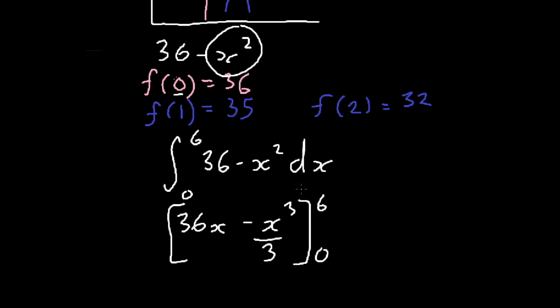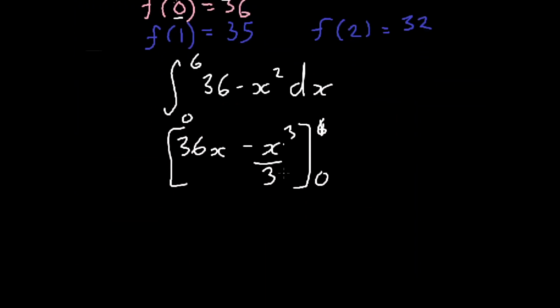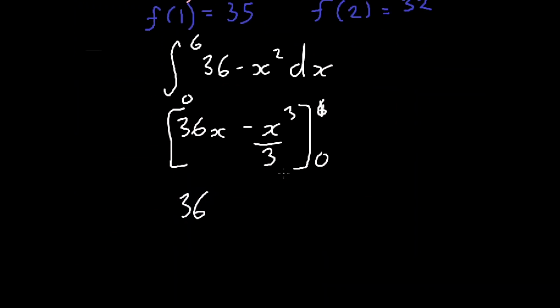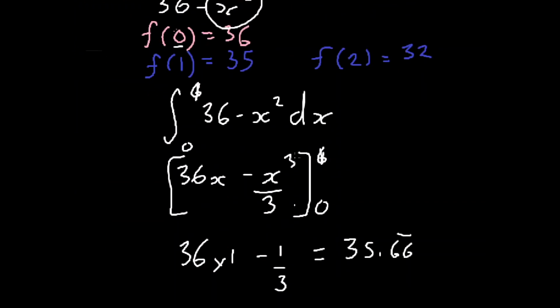If we change this number here, let's say, what's the most accurate area from 0 to 1? Then our actual value is going to be 36 times 1 minus 1/3. This is just hypothetically from 0 to 1. That is equal to 35.6666 recurring. If we compare that to our results, we can see that the over one, the 36 one, is more accurate.